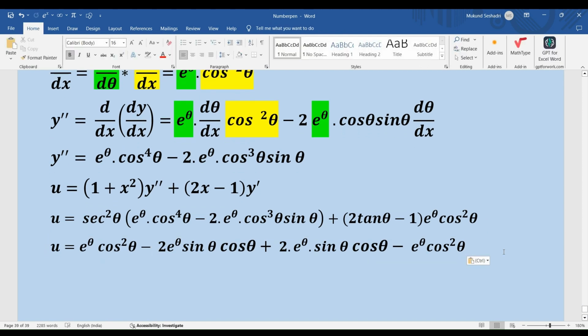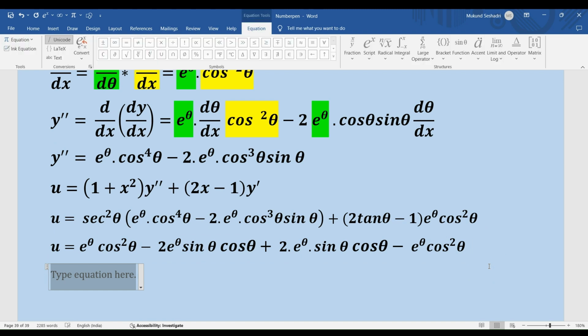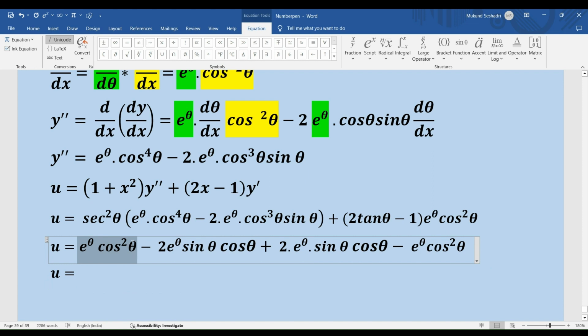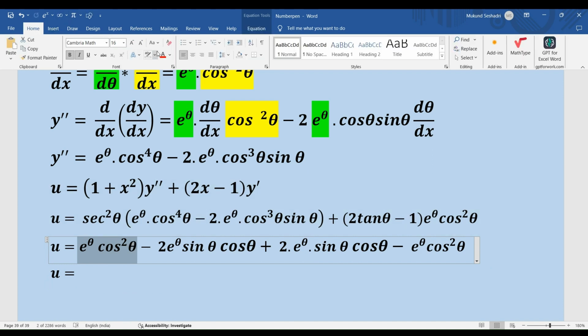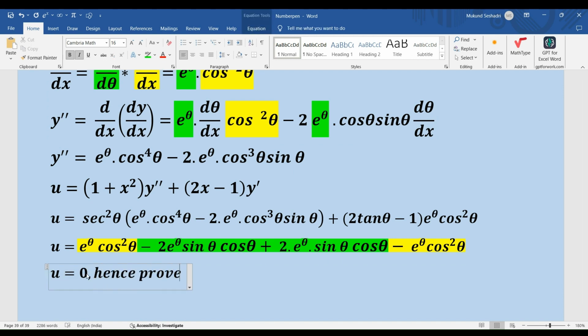Now you see that I can comfortably tell that this equation is 0, right? Why is that? I have an e to the power theta cos square theta, which is this one. I can cancel it out with the minus e to the power theta cos square theta, which I've highlighted in yellow. And then this part, 2 times sine theta cos theta into e to the power theta, again gets cancelled out, which I've highlighted in green. And therefore, we know that this term equals 0, right? And that's what we've been asked to prove, right?